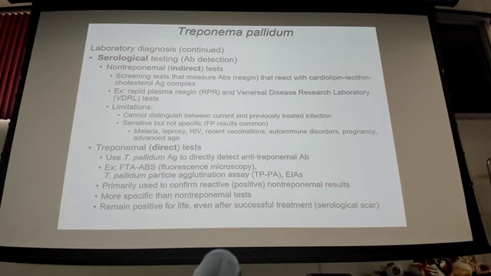Okay. If you get a positive result on a non-treponemal screening test, this indirect test, then you have to do a confirmatory direct treponemal test to make sure that you have a specific diagnosis, that you actually have Treponema pallidum. And that test would look for the organism itself.